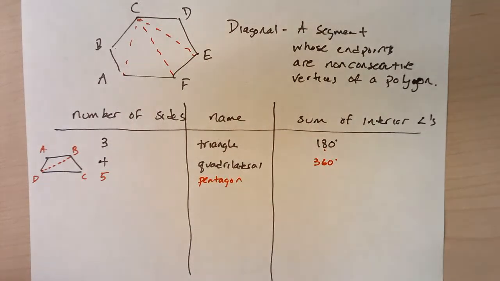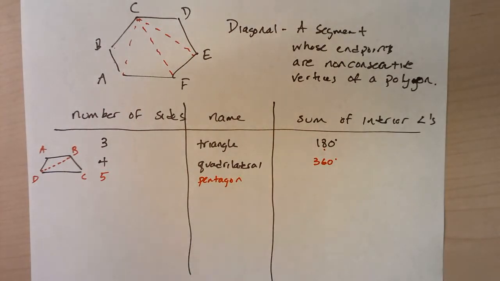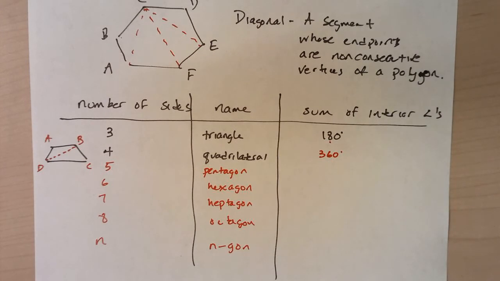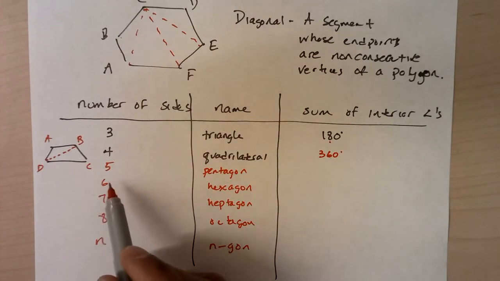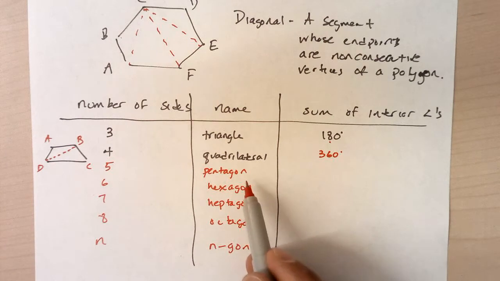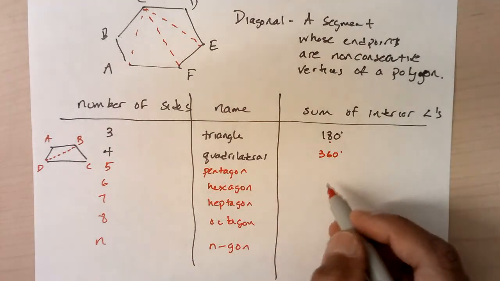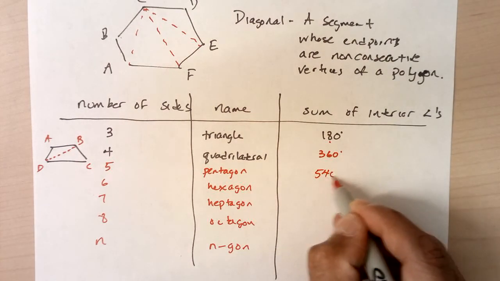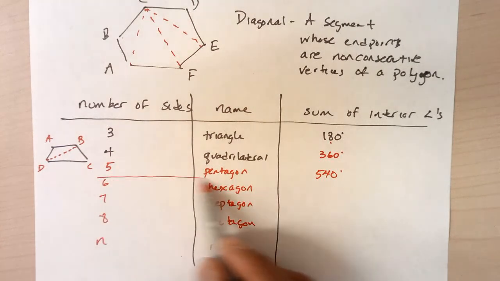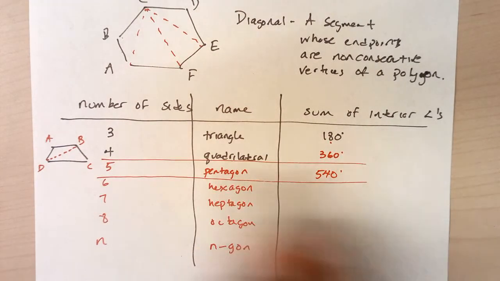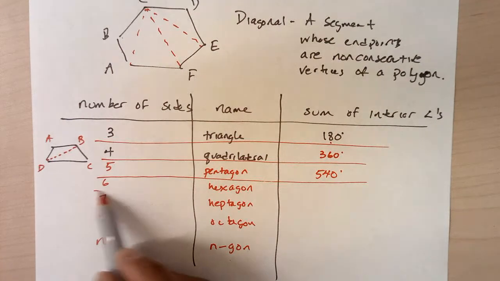Can you figure out the sum of the interior angles of a pentagon? Maybe continue this to a hexagon, heptagon, octagon as well. So if you figured out the sum of the interior angles of a pentagon, a 5-sided figure, is 540, that would be correct. Let me make some lines here so you can keep track of which goes along with what.